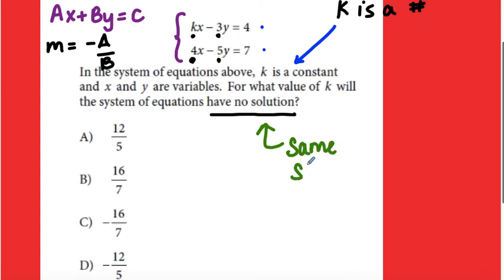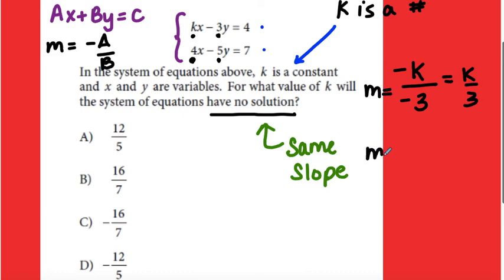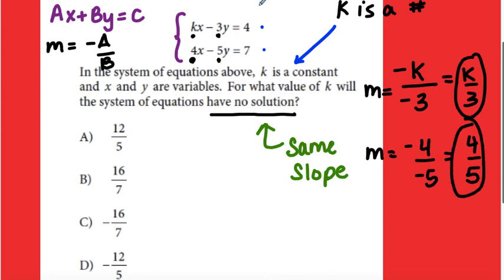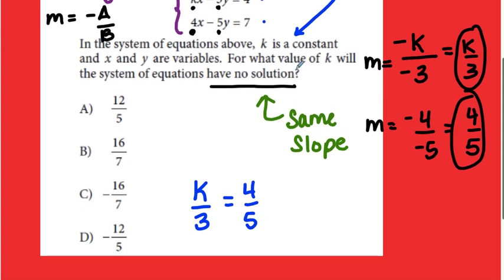So for the first equation, I want to make sure these lines have the same slope. I'm going to find the slope. That would give me negative k, remember, k is a constant, over negative 3. Negative a over b, and b is negative, so that gives me k over 3. There's my slope for my first line. My slope for my second line is negative 4 over negative 5, so 4/5. We want these to be exactly the same, and remember, equals means is the same as. So we can say that k over 3 is the same as 4 over 5. Here we can clear fractions, or you might say cross multiply, and we get 5k equals 12, then divide both sides by 5. So k equals 12/5. There's that number, because they did say k was a constant, a number, and so my answer would be A.